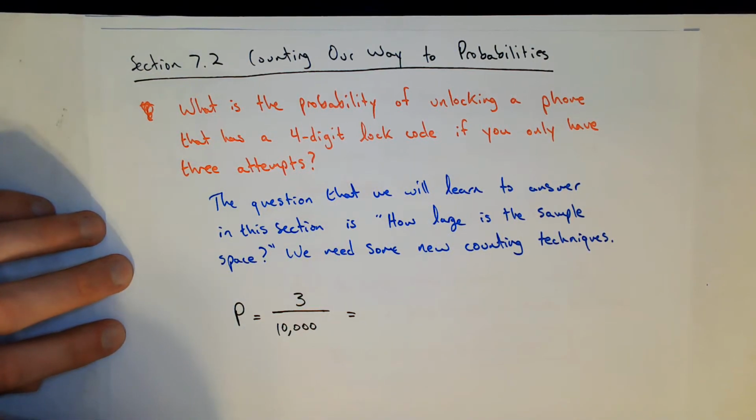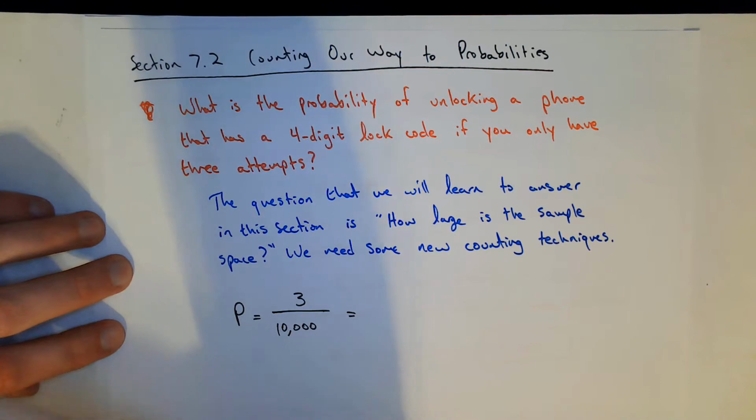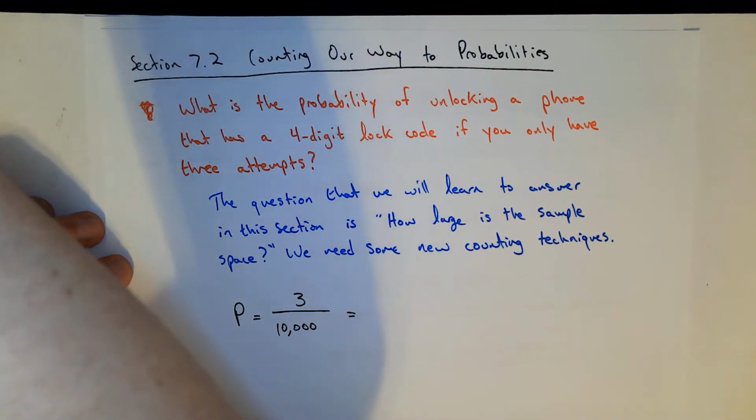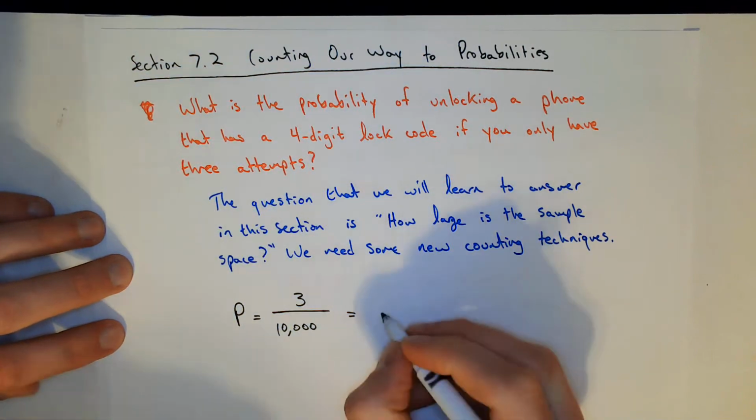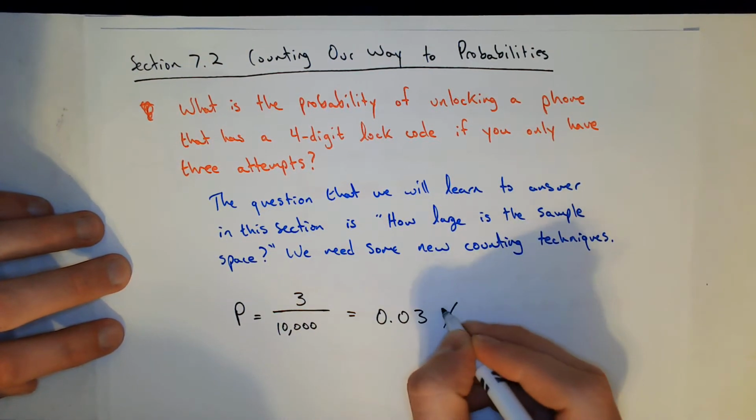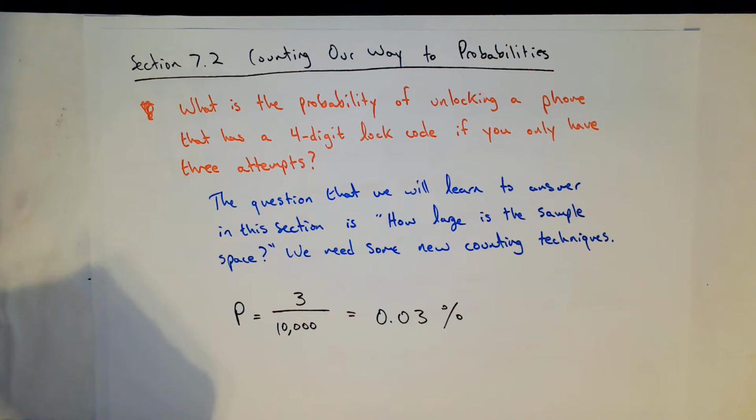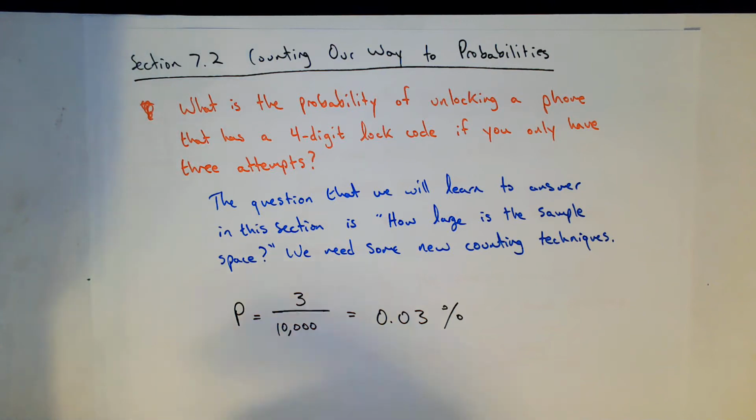And just for fun, what is that as a percentage? 3 out of 10,000 and then times 100, right, would be 0.03%. So if the code is completely random and you have no idea what it might be and you just guess 3 random numbers, that is the chance that you will actually unlock the phone. Less than 1%. Less than 0.1%.